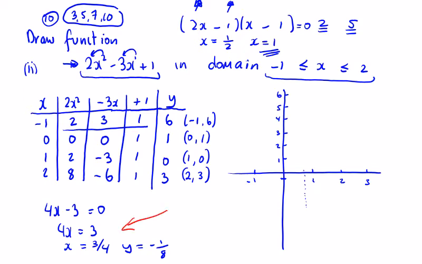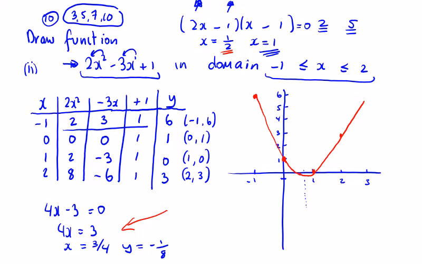So -1, 6, 0, 1. It's coming through the x-axis at 1, 0. And then at 2, it's going back up to 3. So if we complete the curvy part first, it's coming down. And we can see here it also goes through the x-axis at a half. So it's going to go through the x-axis at here. We take that point from previous. So it's going to just come below slightly, then go back up. So this is the graph of the function.